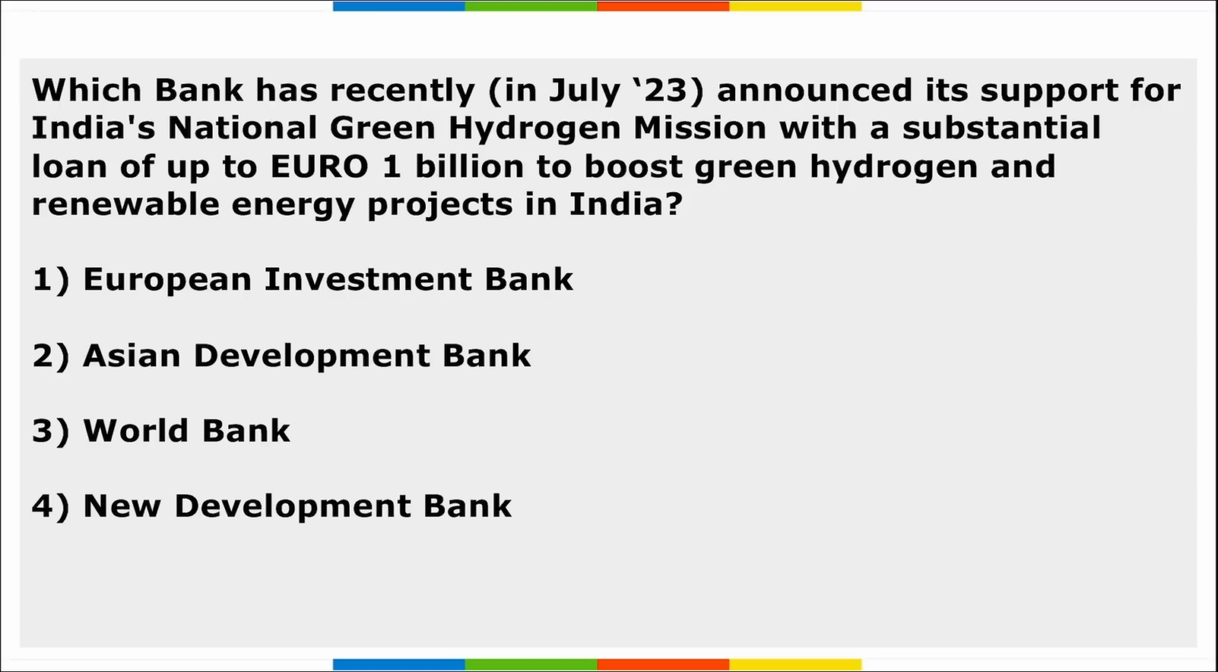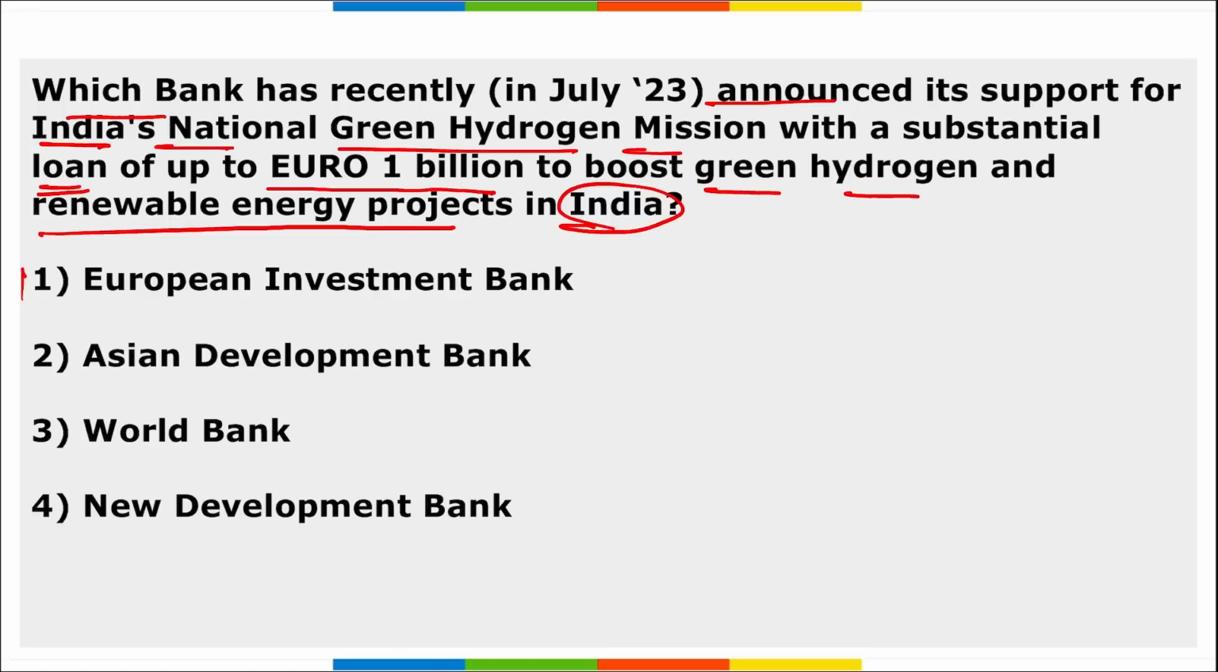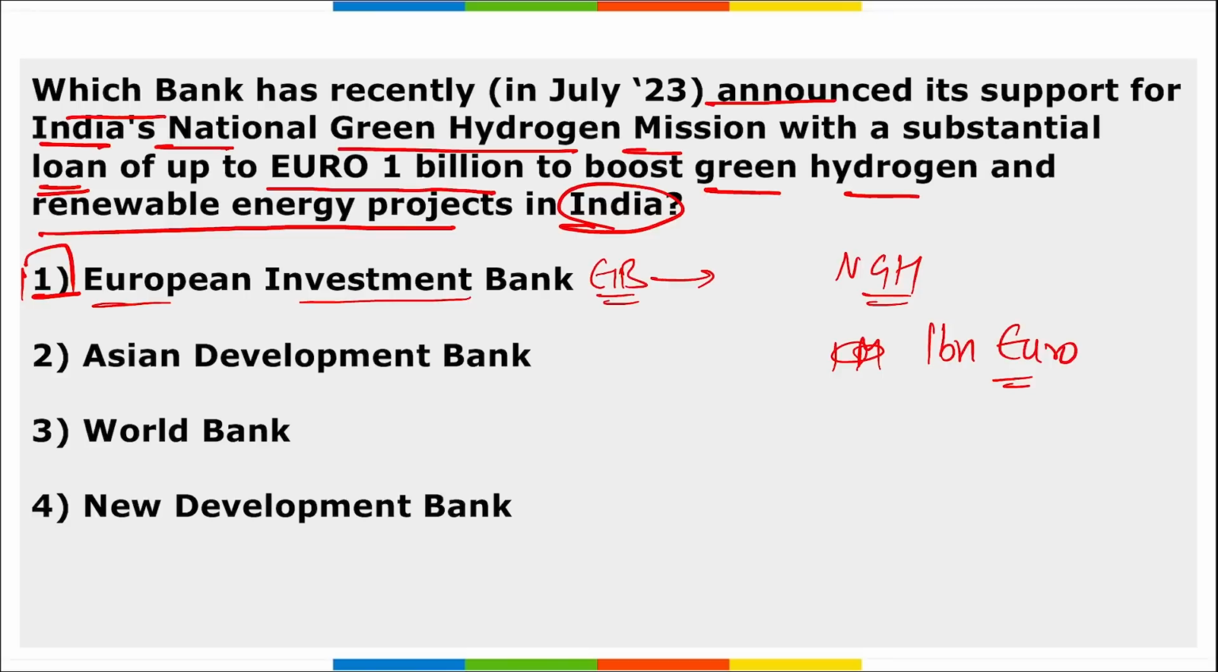Right? Next, which bank has recently announced its support for India's national green hydrogen mission with a substantial loan of up to 1 billion euro to boost green hydrogen and renewable energy projects in India? Which is it? It is your European Investment Bank, right? To help support the national green hydrogen mission of India, a loan of 1 billion euro was approved, right? By whom? By the European Investment Bank, that is EIB. Here, the aim of EIB is to boost India's renewable energy ambition by supporting renewable energy generation, storage technologies, power transmission and distribution infrastructure.